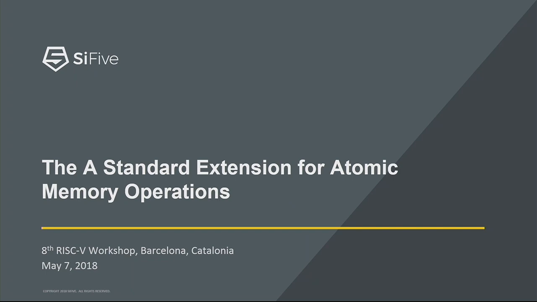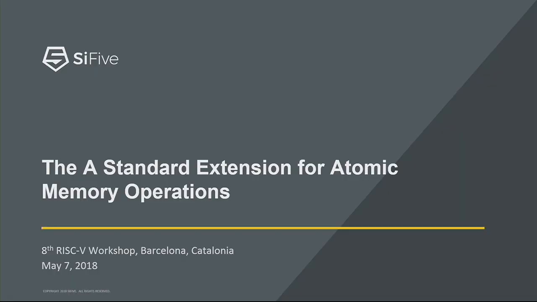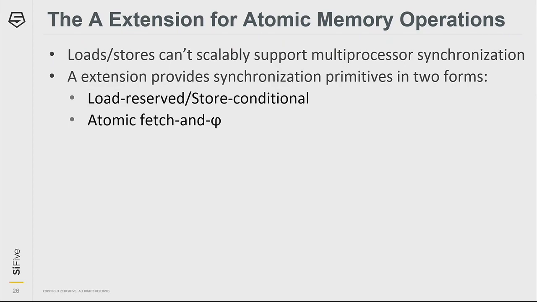So that's it for the IM extension. I'm going to talk about atomics now. This A extension provides the ability to do multiprocessor synchronization. I guess I kind of lied to you. You actually can do multiprocessor synchronization without having special support for it. I think Dekker proved this eons ago.